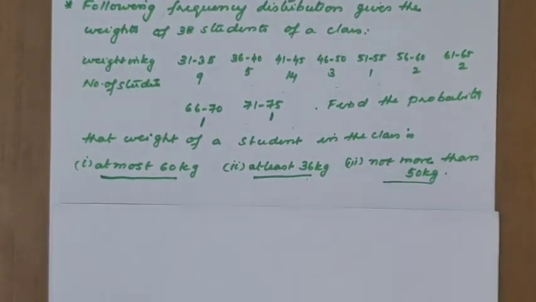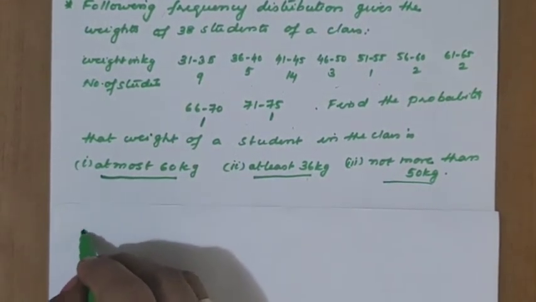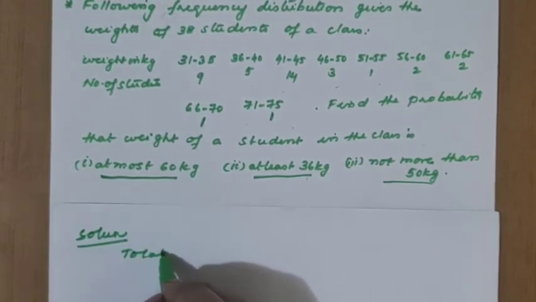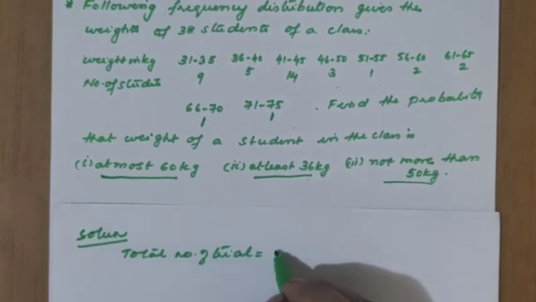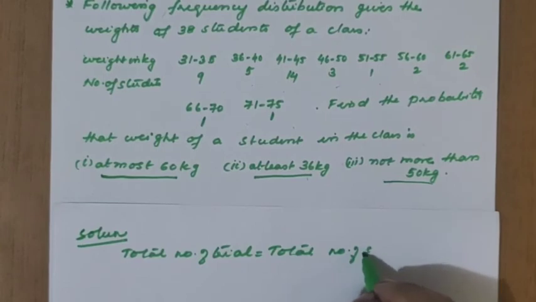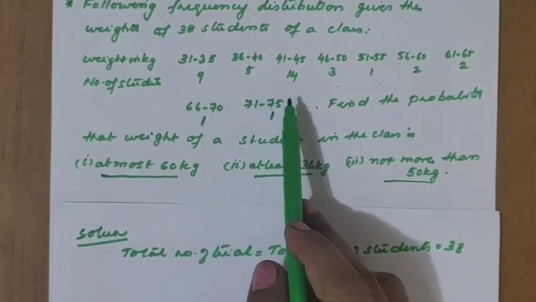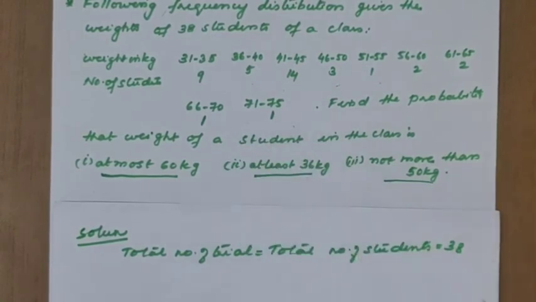So what we should write: the total number of trials we should write first. So the solution, total number of trials, or we can say it is equal to the total number of students, equal to 38. If you count that, you will get 38 only. 9 plus 5 plus 14 plus 3 plus 1 plus 2 plus 2 and then plus 1, 1. So it is equal to 38, we got.